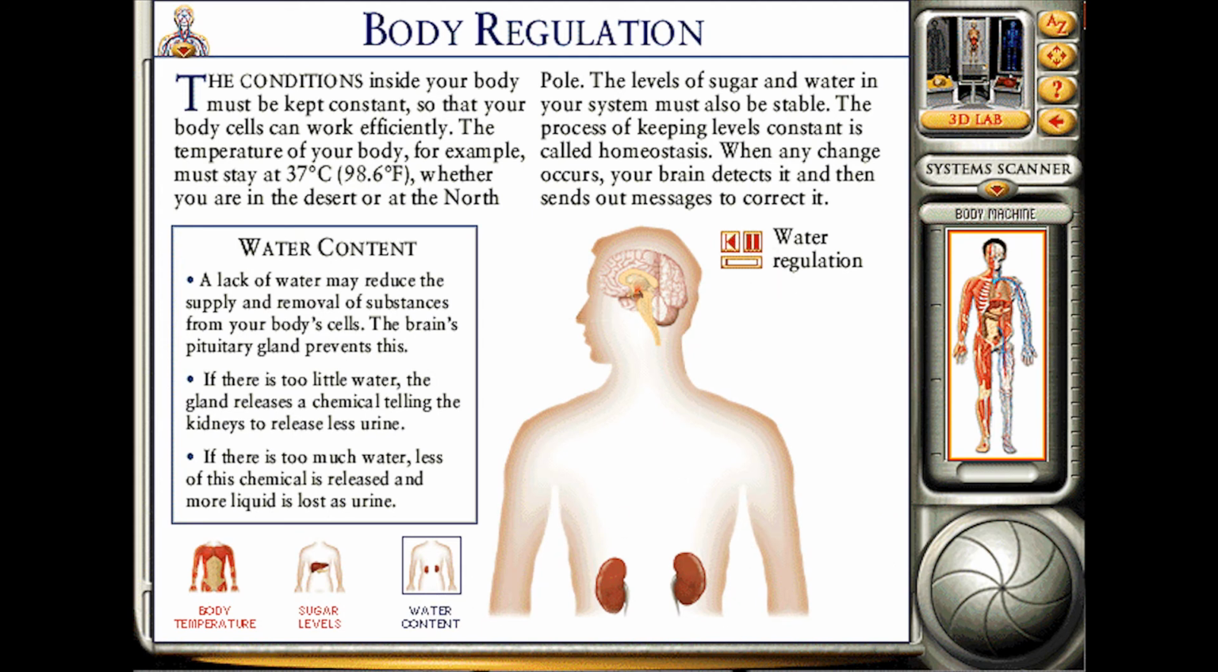Changes in the body's water levels are detected by the hypothalamus in the brain. If water levels fall, the hypothalamus sends messages to make us feel thirsty. The pituitary gland also releases a chemical which causes the kidneys to release less water in the form of urine. If the water level rises, the kidneys make more urine.